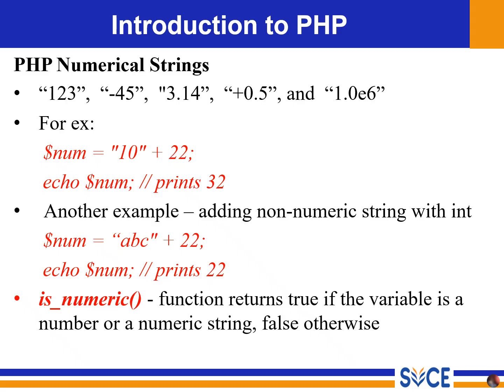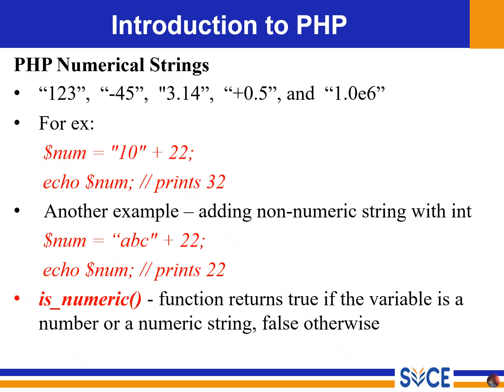Let us see an example to know how a numeric string works. Consider the expression $num = "10" + 22. Here, we are trying to add the numeric string "10" with 22. When a numeric string is used in an arithmetic operation with a number, PHP attempts to convert the string to its numeric equivalent. Hence, the numeric string "10" is converted to an integer and added with 22, and we get the result as 32.